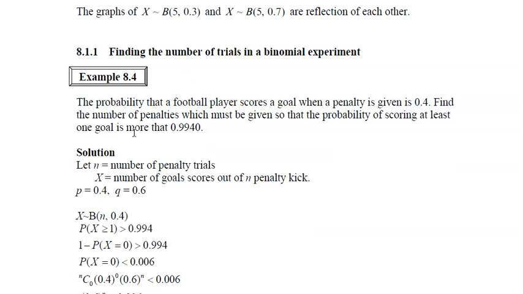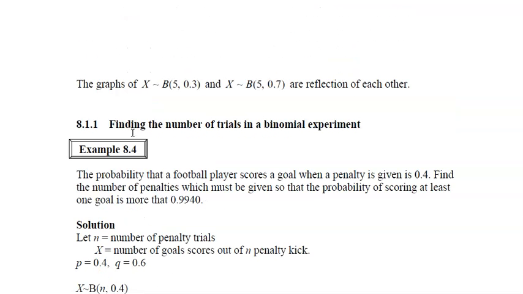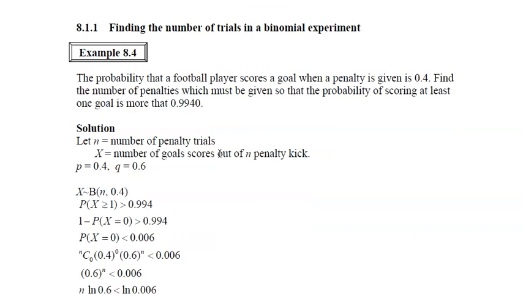Example 8.4 already has a solution here. So, finding the number of trials in binomial experiments. Now, 8.4 will be a little bit tricky. The probability that a football player scores a goal when a penalty is given is 0.4. Find the number of penalties which must be given so that the probability of scoring at least one goal is more than 0.9940.